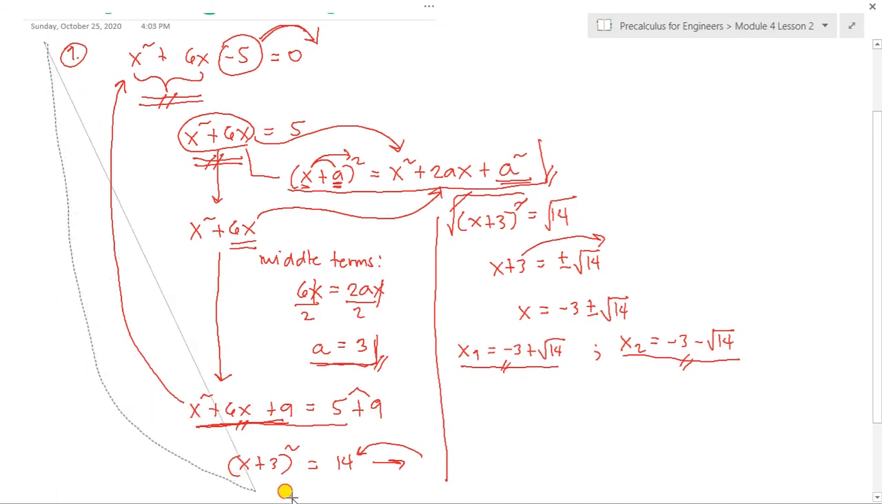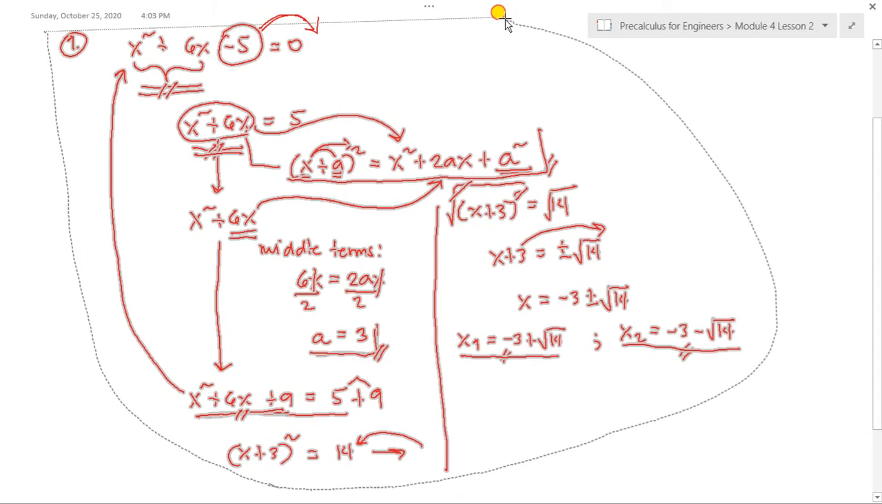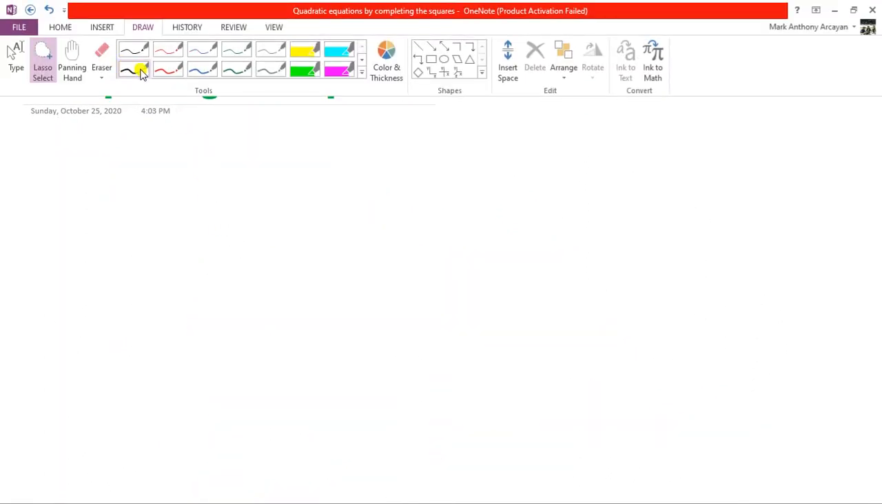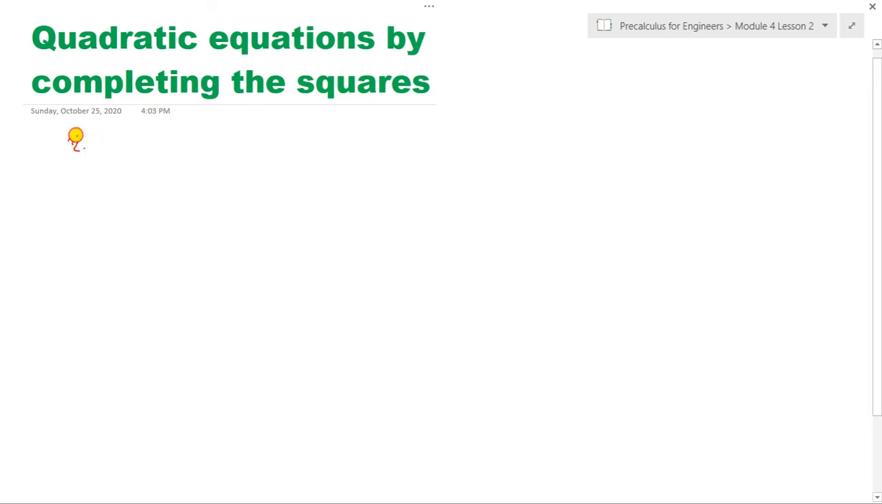Erase muna natin ito. Okay, erase. So let's have the second example. We are given 9x squared minus 6x minus 4 is equal to 0.